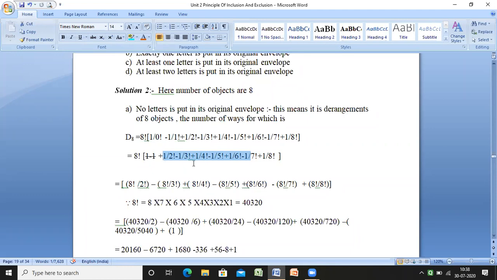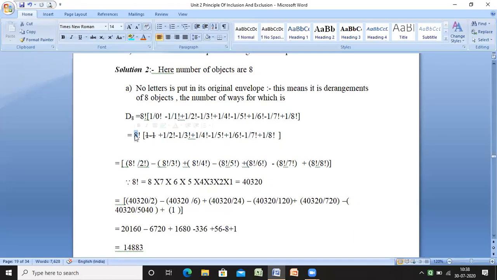Now in the second portion, we insert this 8 factorial inside that square bracket. That means 8 factorial divided by 2 factorial, minus 8 factorial divided by 3 factorial, plus 8 factorial by 4 factorial, minus 8 factorial by 5 factorial, plus 8 factorial by 6 factorial. Again this is a combination of plus and minus till 8 factorial divided by 8 factorial. So 8 factorial divided by 8 factorial means 1. We already know that.